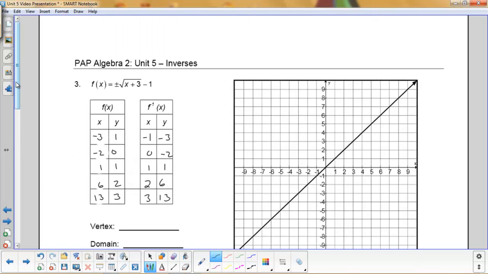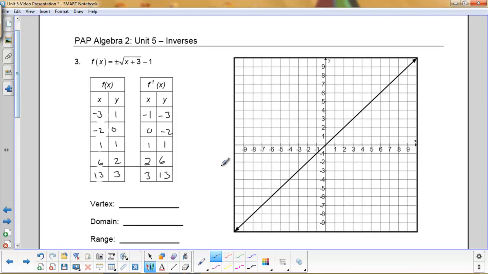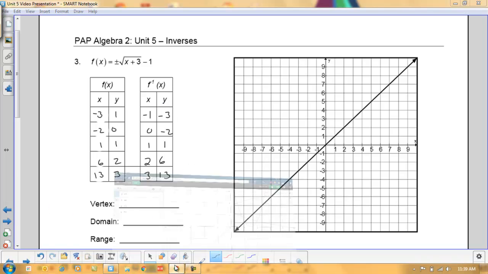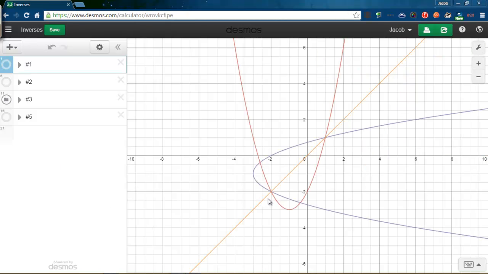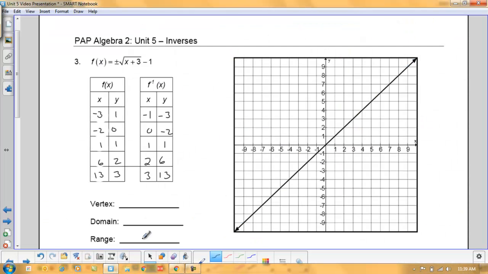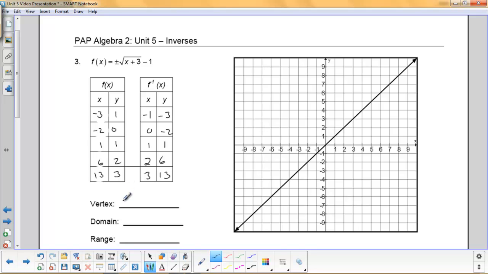All right, question number 3, again, has been given to you, but now we're in square root form. We'll begin by looking at the graph once again. You can see here that it still follows that same model that we did before on the previous one, where both intersection points also intersect with the line of symmetry y equals x. The vertex of the original is -3, -1. The vertex of the inverse is -1, -3.